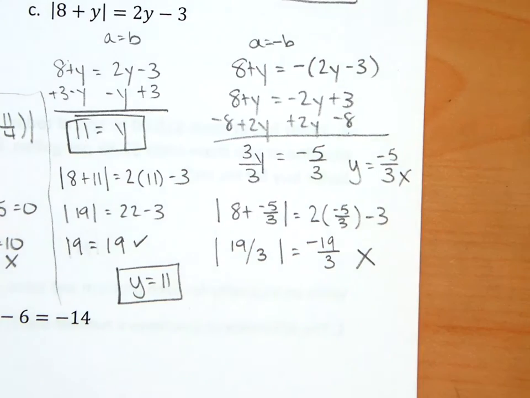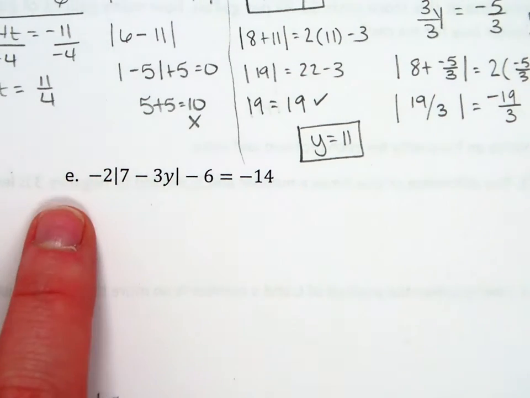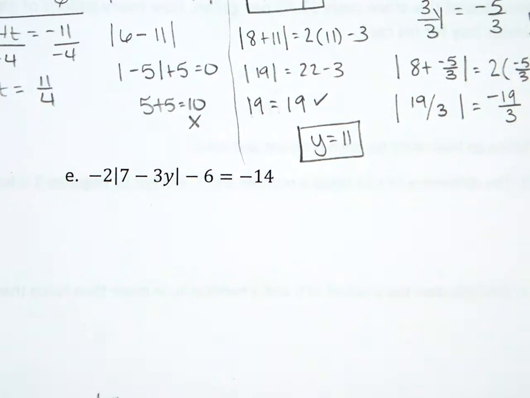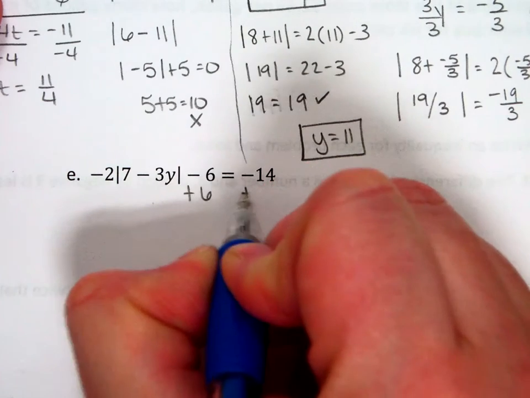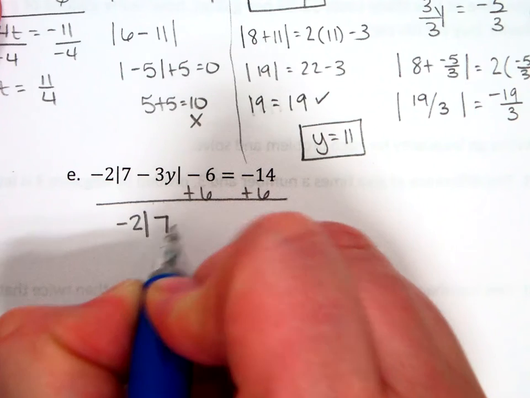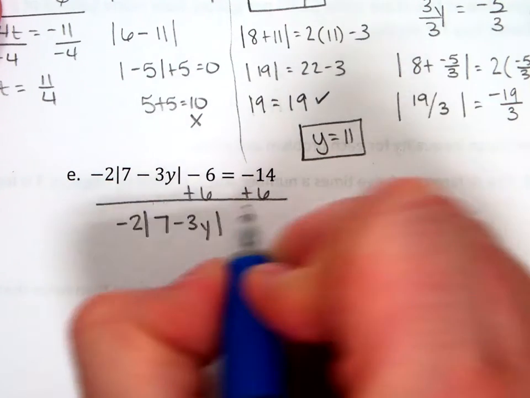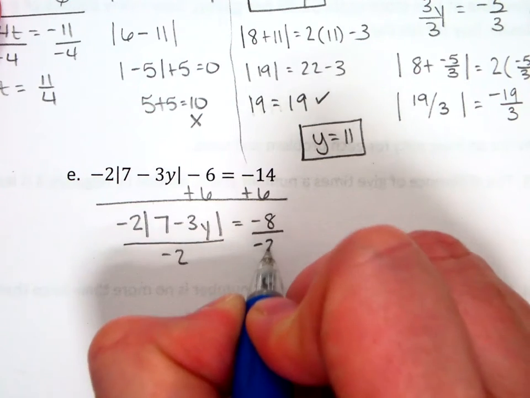All right, I'm going to do one more with you. I'm going to do E, because E is one of the most mistyped problems that we have, and we really like negatives, and we also like numbers times. So I'm going to add 6. Get negative 2, the absolute value of 7 minus 3y equals negative 8. Divide by negative 2, divide by negative 2.